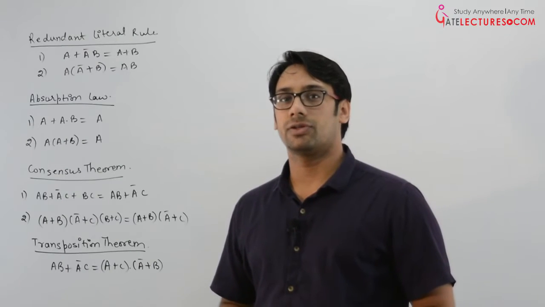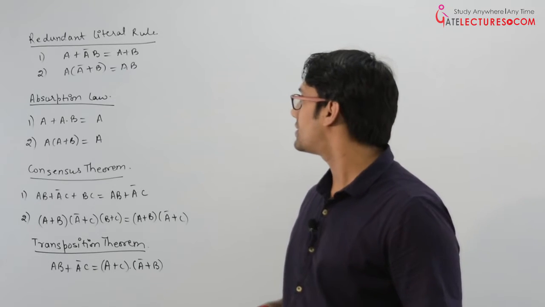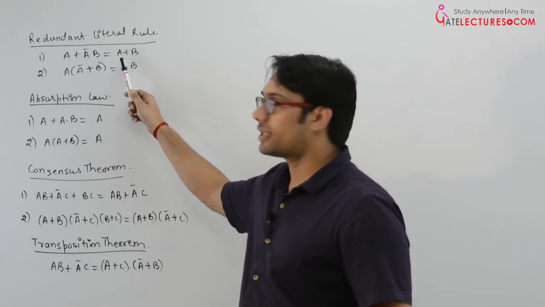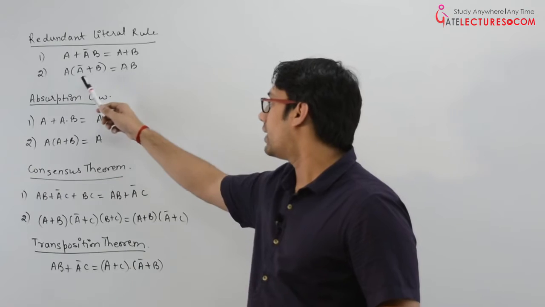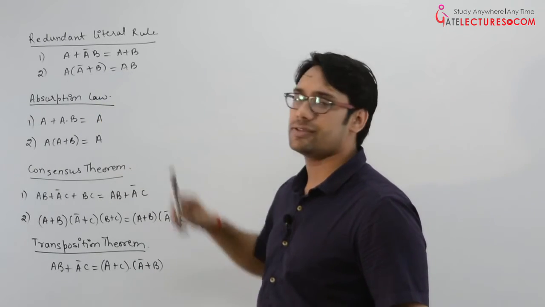Now let us look at the following theorems. The first one is the redundant literal rule. It says if we have A plus A complement B, it can be written as A plus B. And if we have A dot (A complement plus B), it can be written as AB.